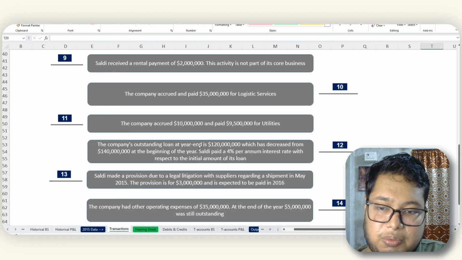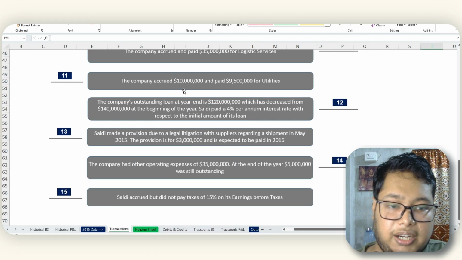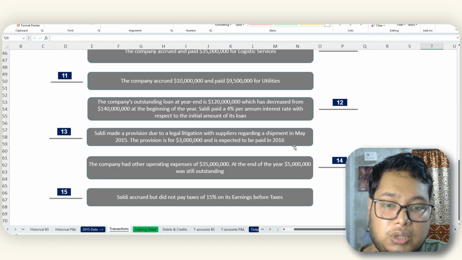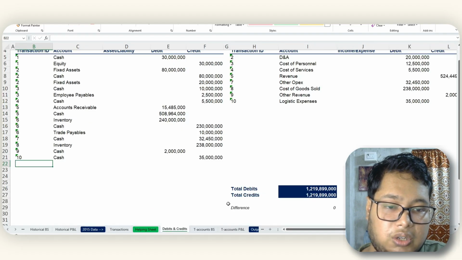Okay, 10 transactions have been done. Coming to the next one: the company accrued $10 million in utilities and paid $9,500,000. Okay, cool. So let's record the utility first.